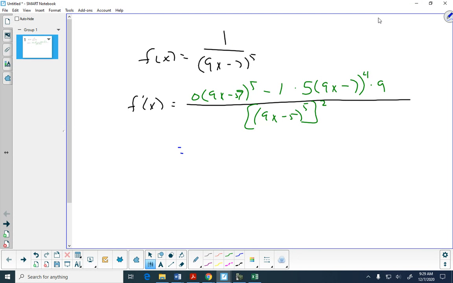So if we take a look, we have this 0 times this function, or times (9x minus 7) to the 5th. This all goes to 0. Here we have a negative 1 times 5 times 9, which gives us negative 45 times (9x minus 7) to the 4th power over, once again, we have a power to a power. Carmela, when we have the power to a power, what do we do with our exponents? Multiply. Multiply, so we have to the 10th power.